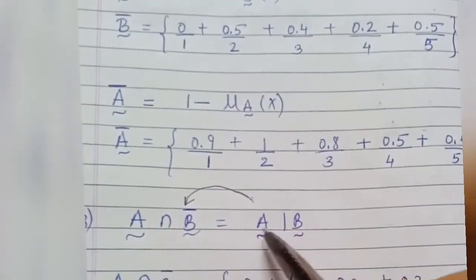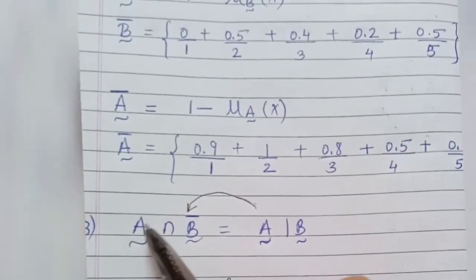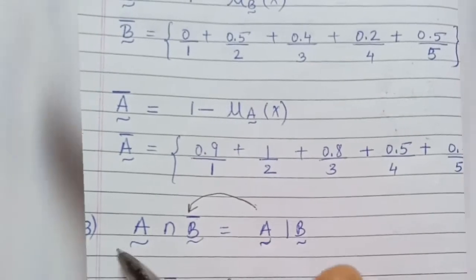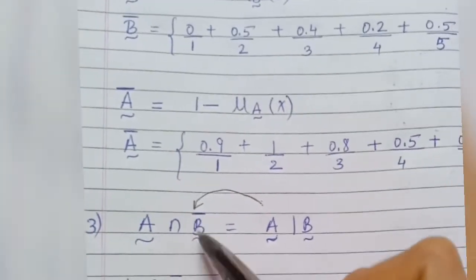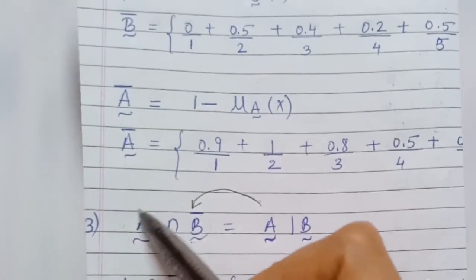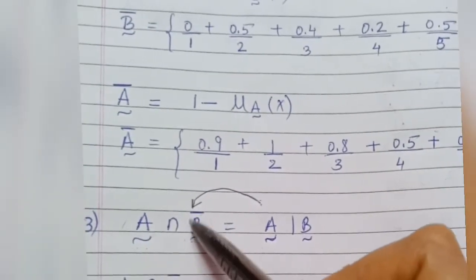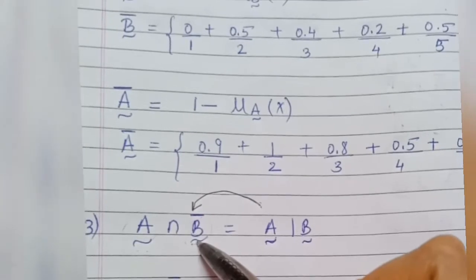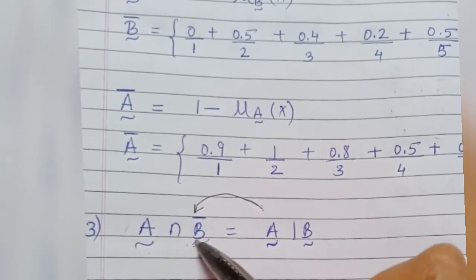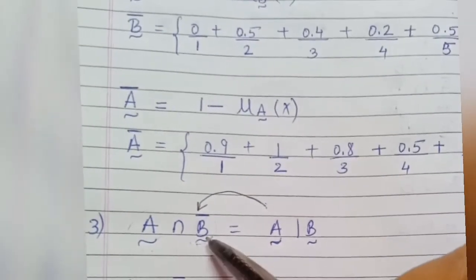Now to calculate A difference B, we need A intersection B complement. So to calculate, we need to consider A set and B complement set. Given is A set, whereas B complement is not given. Here in this example, we need to calculate B complement. Now let's see how to calculate B complement.